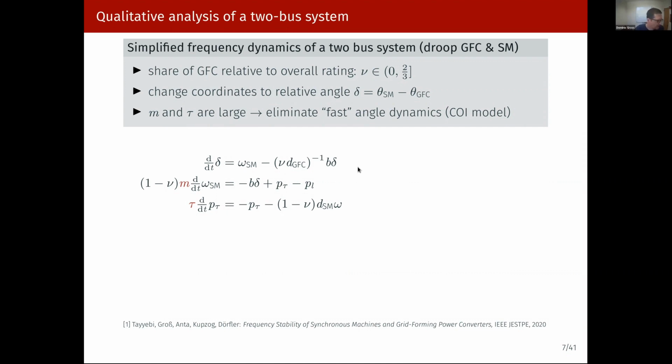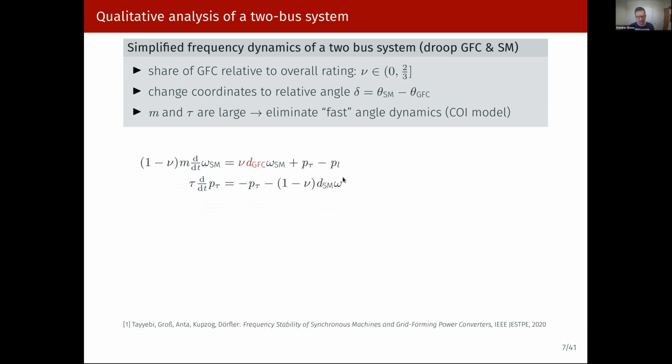I will get to that question in a second. And so you can basically treat these angle dynamics here as very fast, eliminate them, plug them back into here. And what you will see is that basically now the primary frequency control response provided by the power converter looks like pure damping on the machine and doesn't go through this turbine governor system here.